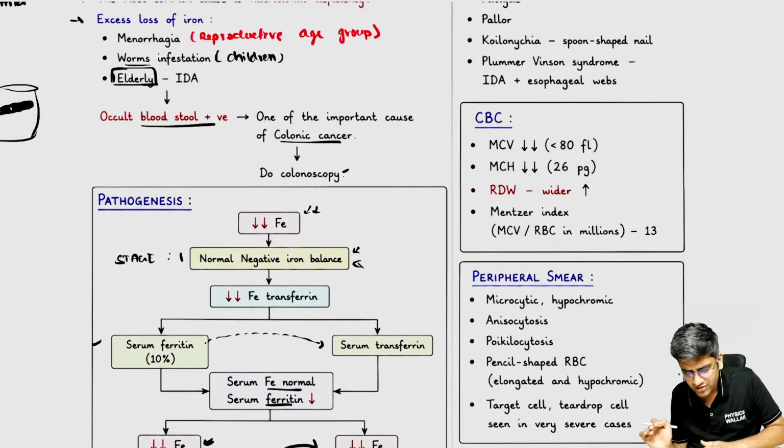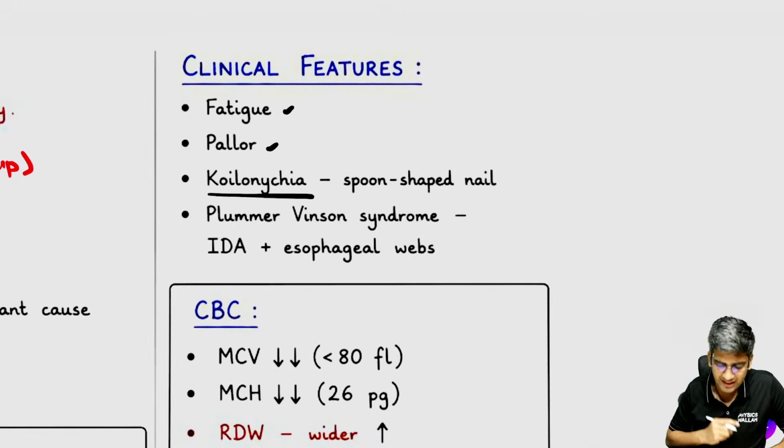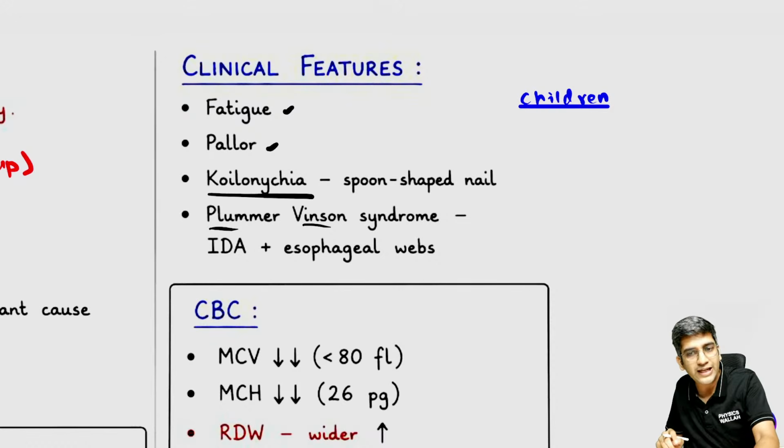How do you diagnose? Simple. Symptoms are pallor, fatigue, like any other anemia. One classical finding, koilonychia. Theoretically, Plummer-Vinson syndrome, where IDA will be present with esophageal webs. So we might have dysphagia, right? There's one more important thing. In children, there's a very classical finding in the history of IDA. Can anyone tell me what that is?